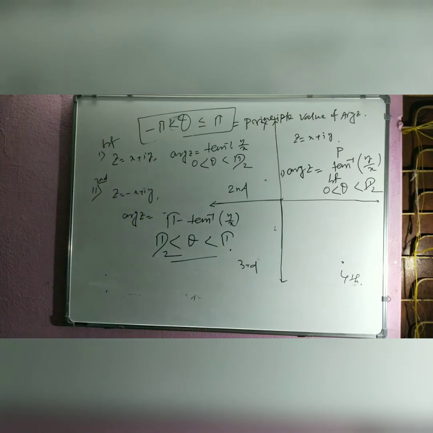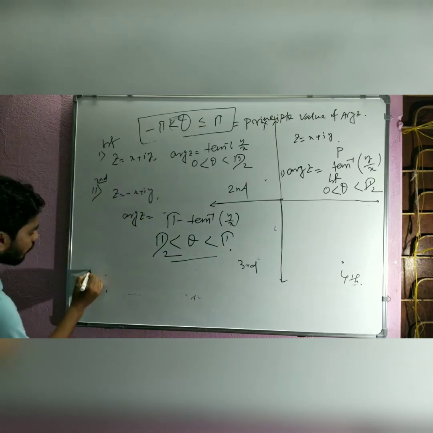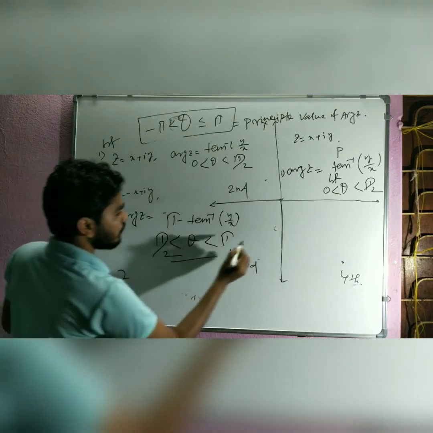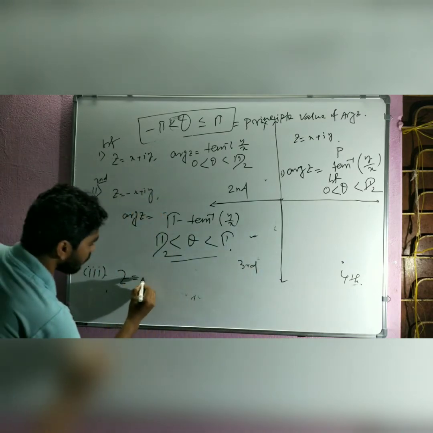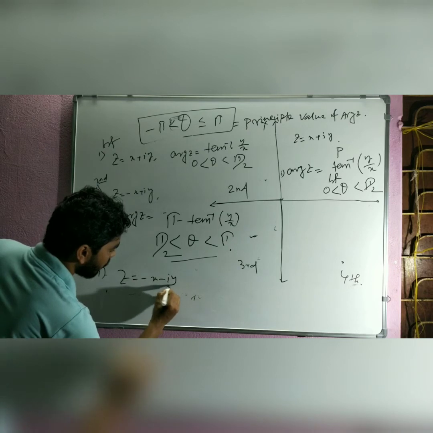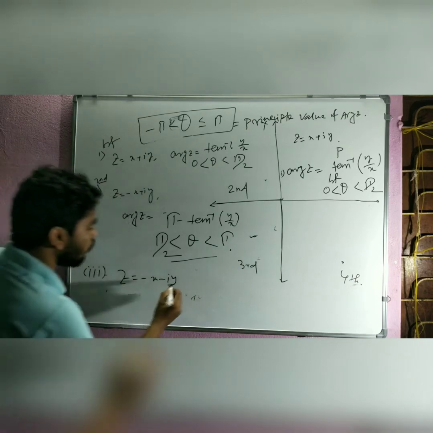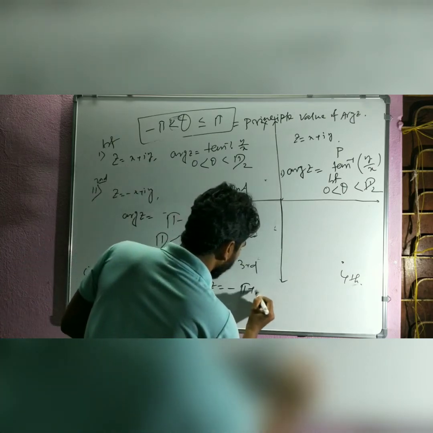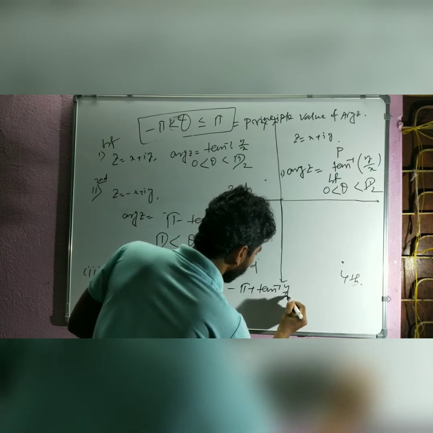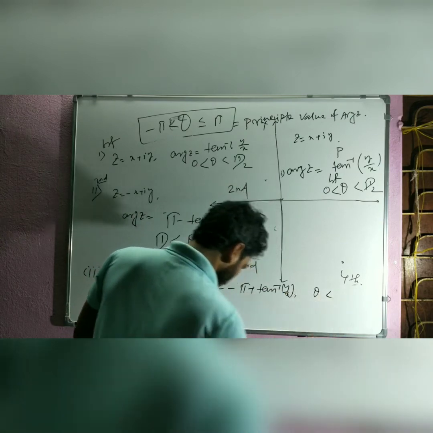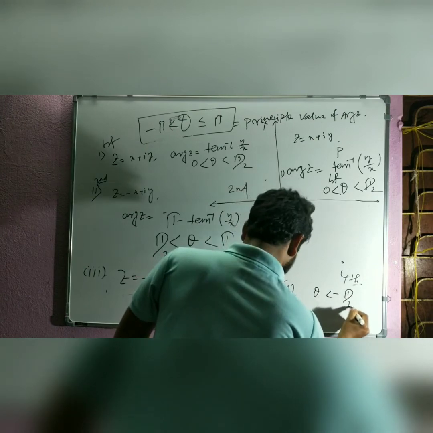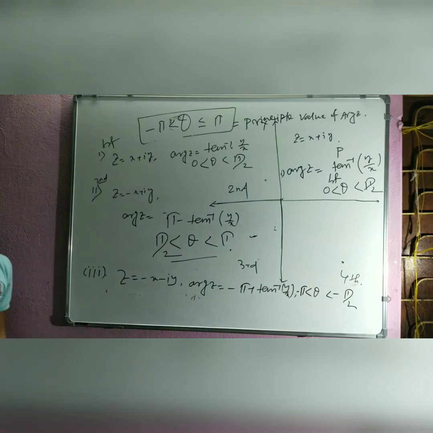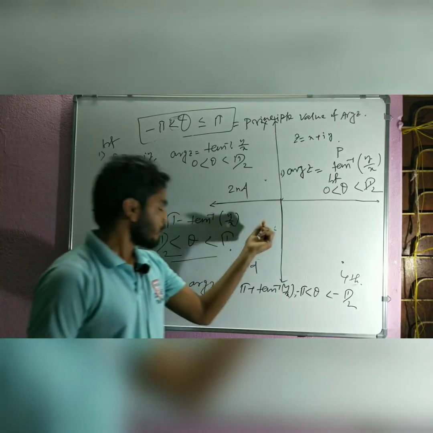Now the third quadrant. Suppose z is in the third quadrant, z equal to minus x minus iy. Then the principal value of argument z equals minus pi plus tan inverse y by x, and theta lies between minus pi and minus pi by 2. This is the third quadrant formula for finding the argument of z.